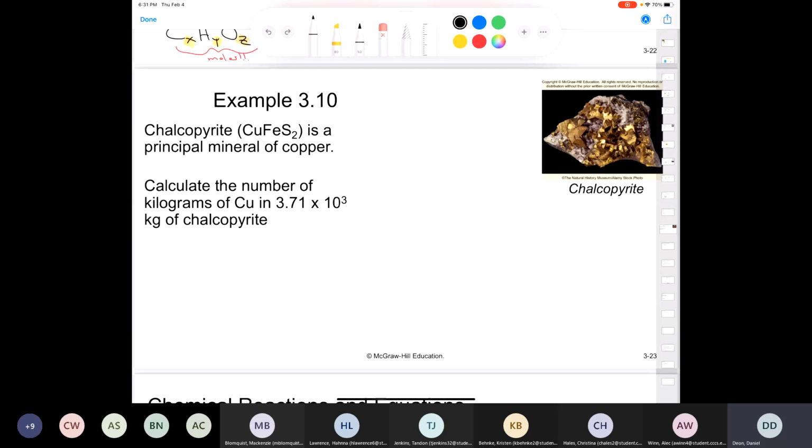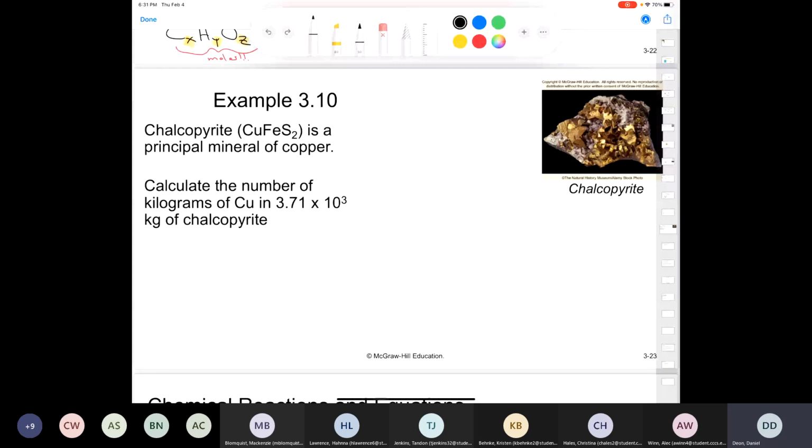Anyhow, it says here chalcopyrite, which is CuFeS2, is a principal mineral of copper. Calculate the number of kilograms of copper in 3.71 times 10 to the 3 kilograms of chalcopyrite. Well, this is just another dimensional analysis problem.